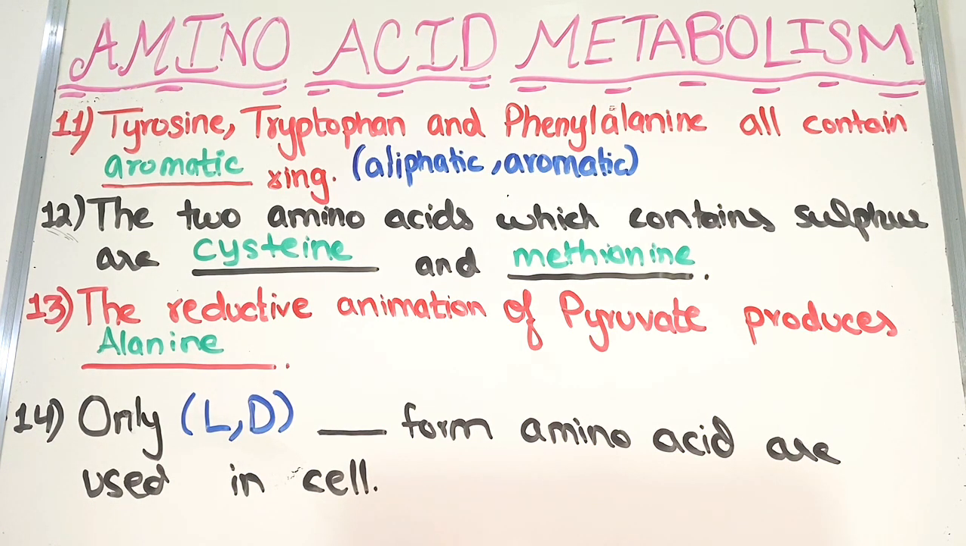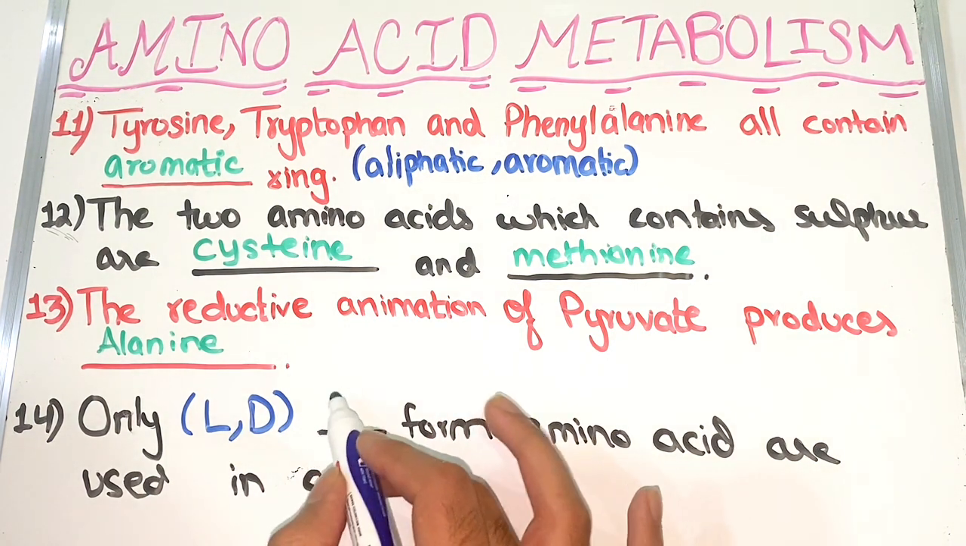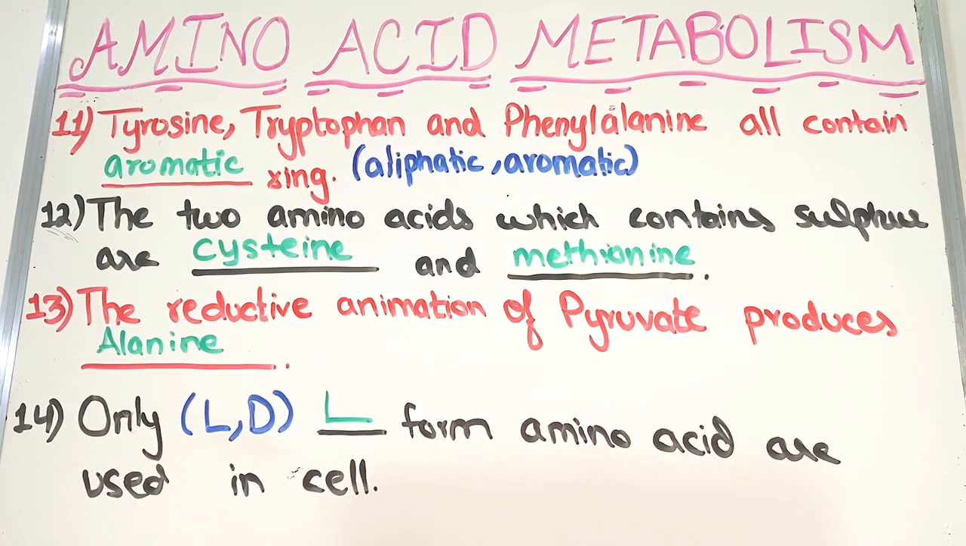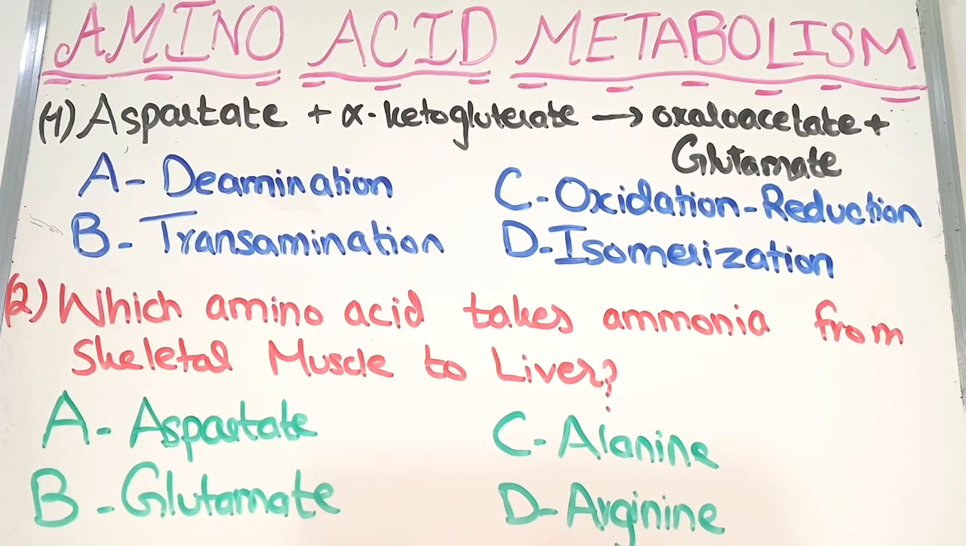So the next question is about L and D. L means left-sided amino acid and D is right-sided. So L amino acids take part in protein synthesis, so they are used in the cell, but the D are not used in protein synthesis. So let's discuss some MCQs which also came in USMLE exams.